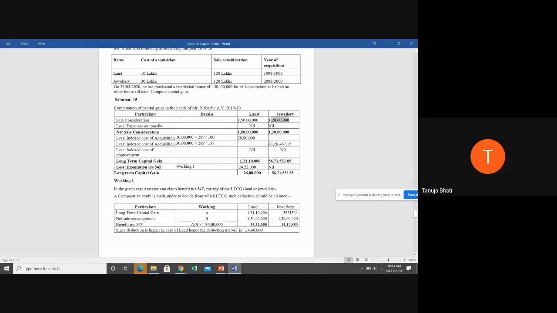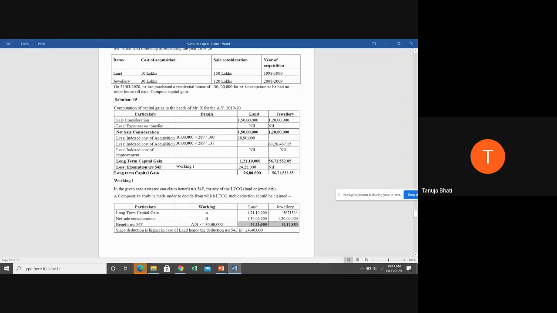So we know that the long-term capital gain is how much in case of land and jewelry? We know it is 1,21,10,000 and for jewelry it is 56,71,533. Net sale consideration, in case of land it is 150 lakhs, in case of jewelry it is 120 lakhs. So how much benefit will he get under section 54F? This is the formula. A divided by B into 30 lakhs. So you will get 24,22,000 and for jewelry 14,17,883.